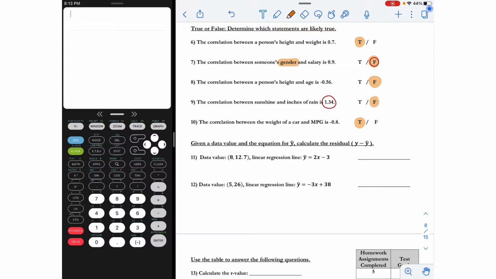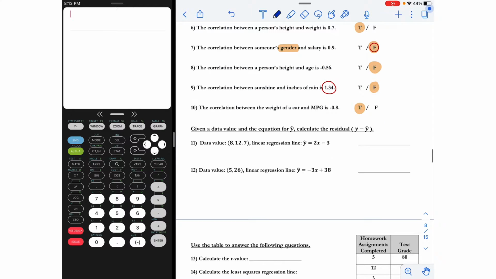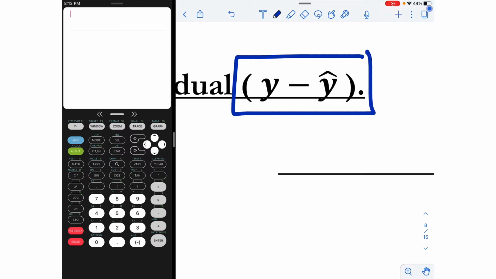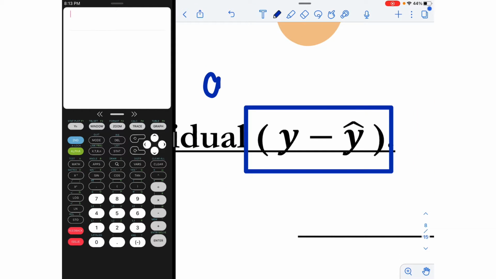All right, let's move on to calculating residuals. I don't know if you guys remember this formula, but it is one that you'll need to know. The residual formula is y minus y hat. Okay, so the y is the actual data.